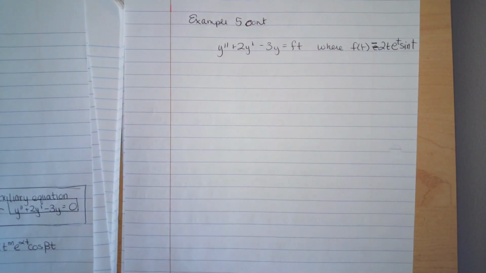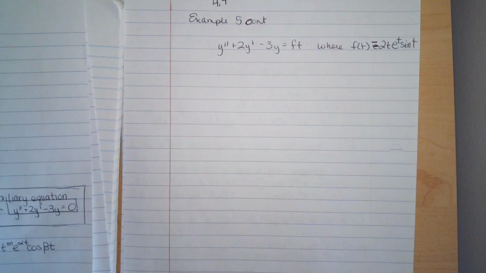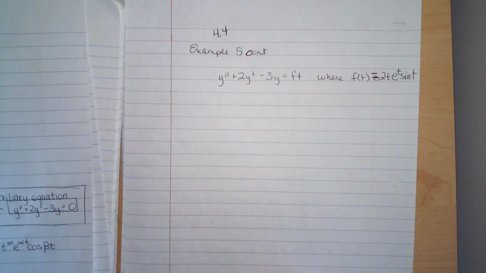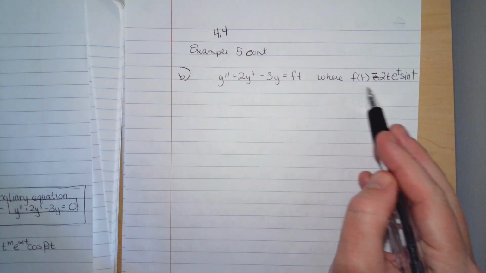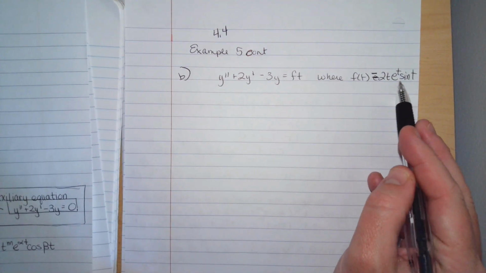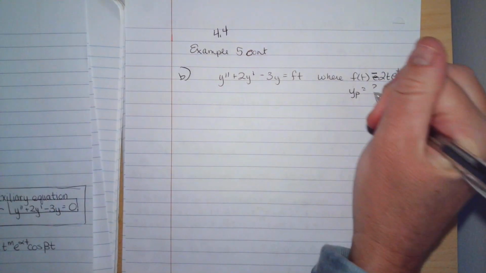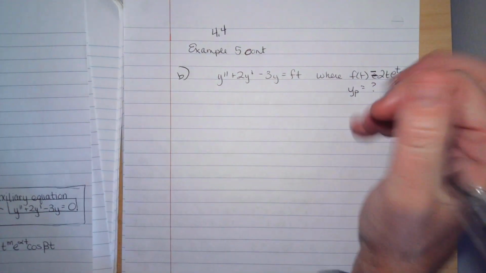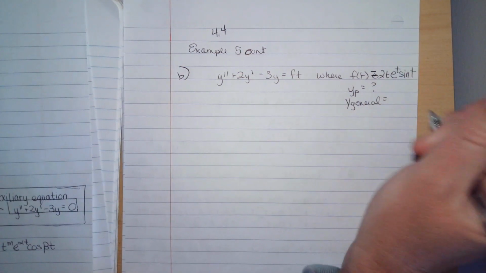Hi mathematicians, we're still in section 4.4. This is example 5 continued, but this is letter B. Now our f of t equals 2t e to the t sine t. We're still tasked with finding our y particular. At the end, I am going to ask you what your y general is also.